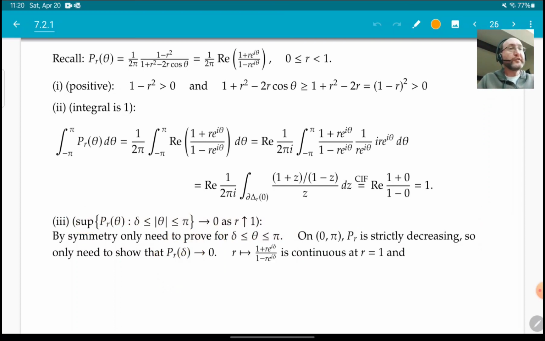Now, let's look at this function. The Poisson kernel is really the real part of that. So let's look at that function. It is continuous at r equals 1, if I think of it as a function of r, and so delta is fixed.